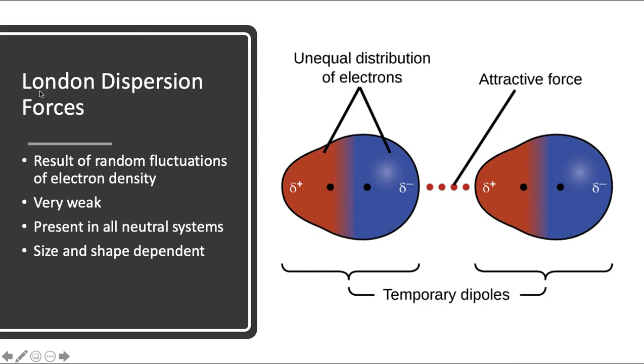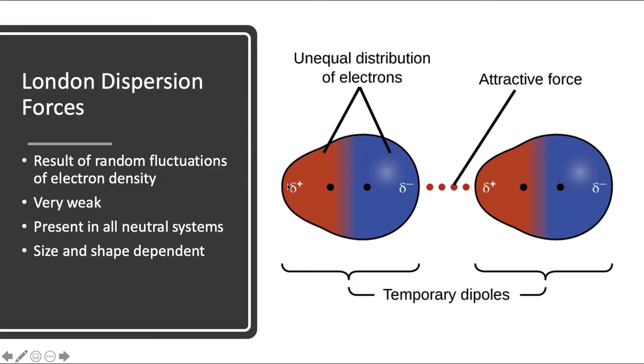But typically we only see London dispersion forces in a nonpolar environment. A polar molecule will have London dispersion forces and other intermolecular forces, but typically nonpolar molecules will only have London dispersion forces and nothing else because they're nonpolar. So how do we understand London dispersion forces?